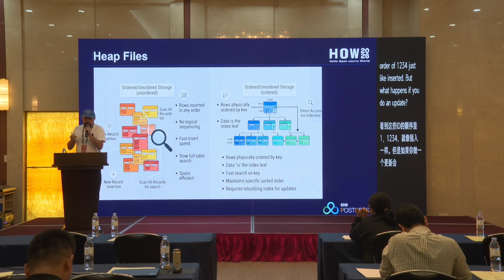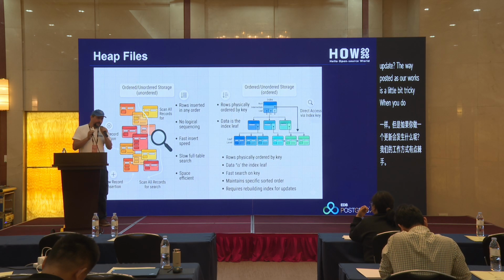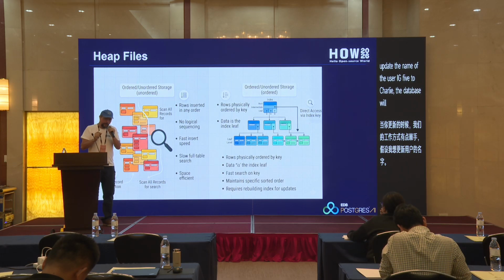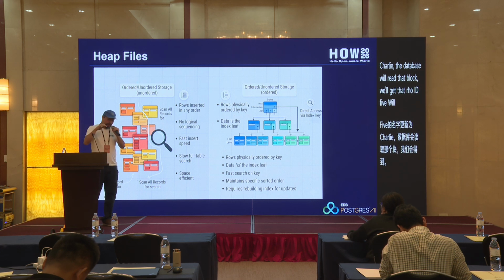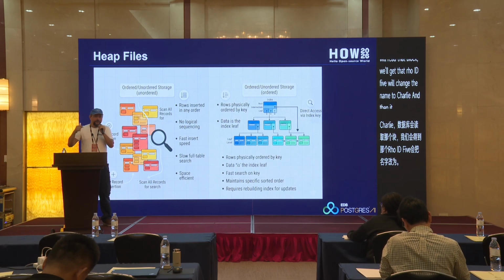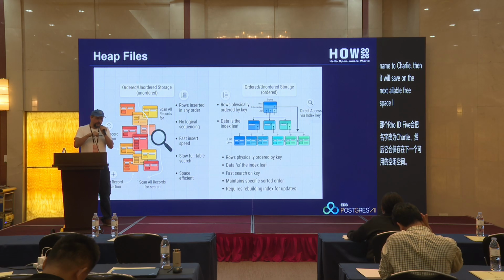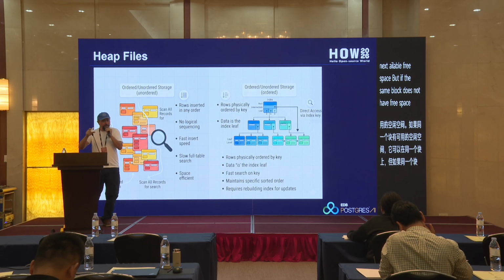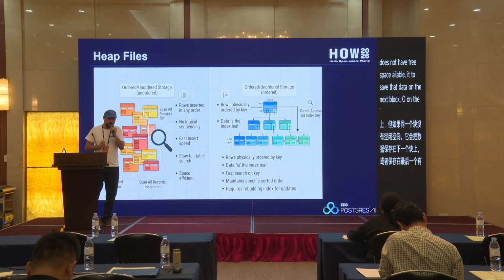The way PostgreSQL works is a little bit tricky. When you do an update, let's say I want to update the name of user ID 5 to Charlie, the database will read that block, get that row ID 5, change the name to Charlie, and then save it on the next available free space. It can be on the same block, if the same block has free space available. But if it does not, it will save that data on the next block, or on the last block that has available space.